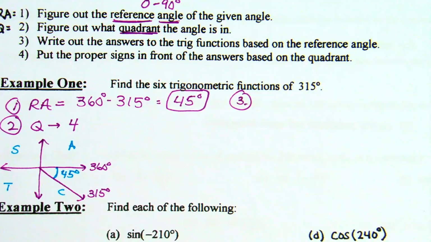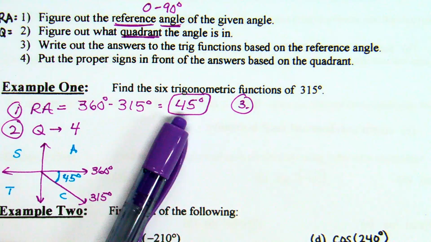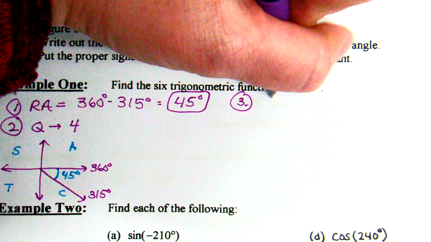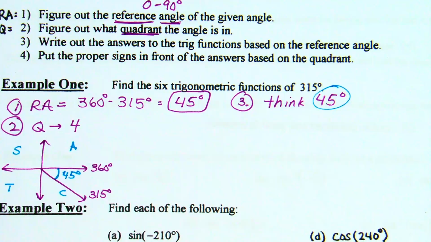Okay, step 3. If you look at step 3 up there, it says write out the answers to the trig functions based on the reference angle. So when I go through and ask you, what is the sine of 315 degrees, we're not really going to think 315. We're going to think what? 45. So what I'm going to tell you on this step is think 45 degrees. Even though I'm not going to necessarily say 45 degrees, we're going to think 45 degrees.